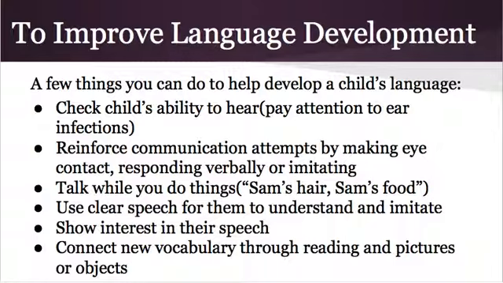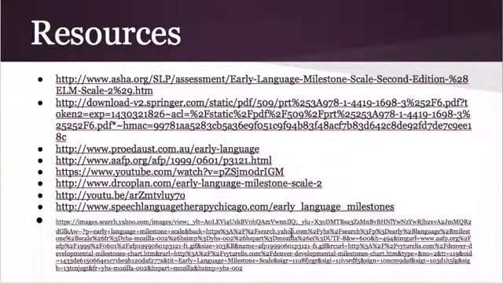Lastly, something that really will help improve language development is connecting new vocab through reading and connecting pictures with objects. As you read, point to things and say, this is a hat, red hat, and connect words with certain images so that the student can have a good solid image in their head for connecting a word with a specific image.